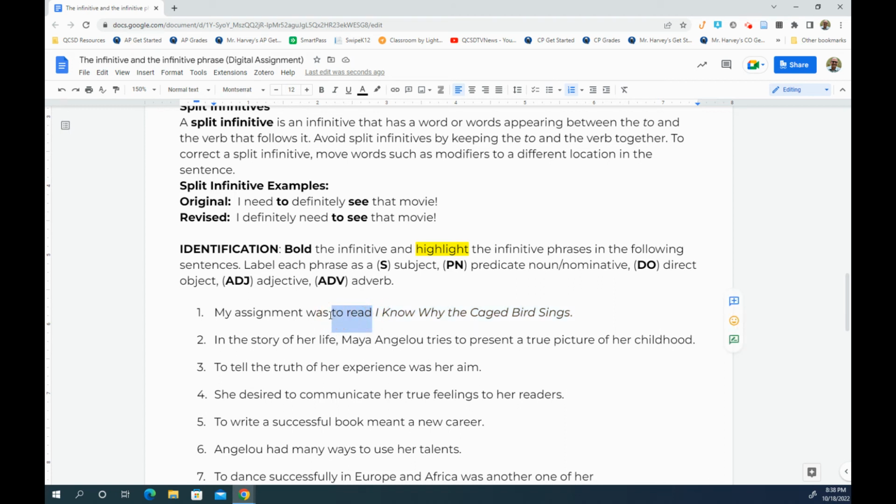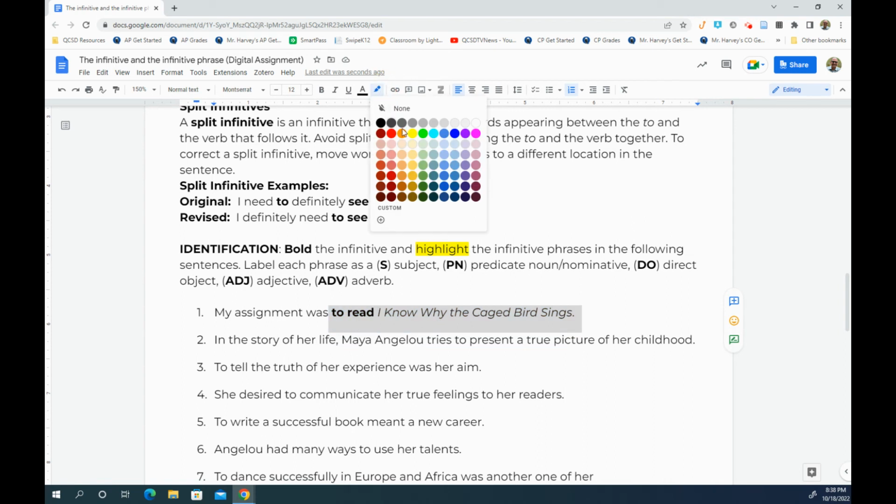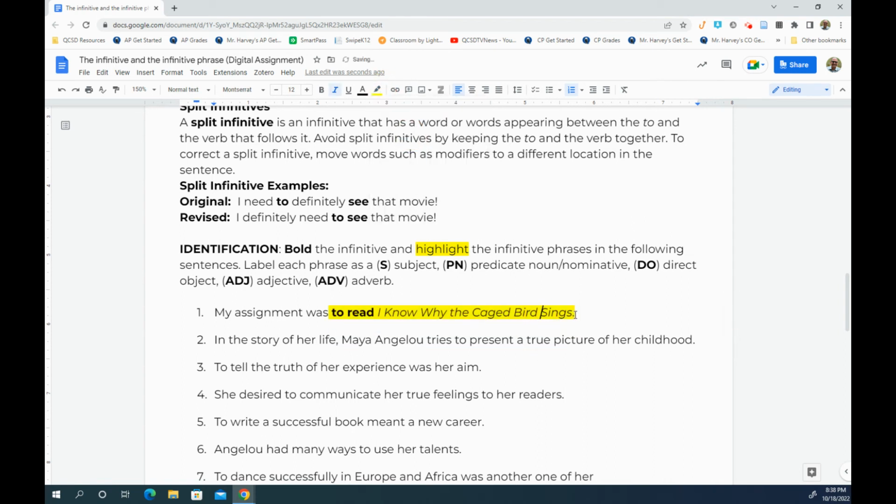So we're going to bold the infinitive, and we're going to highlight the infinitive phrase. And then we've got to figure out what part of speech this is. First of all, I'm noticing that we have a to be verb here, right? So I know that that's probably going to be a predicate nominative, because it's renaming what my assignment is. My assignment was to read I Know Why the Cage Bird Sings. So that's functioning as a predicate nominative.